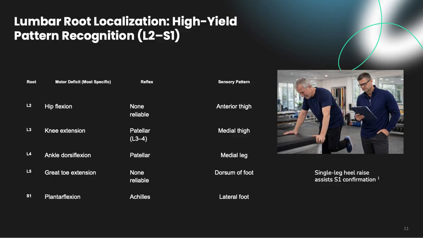Electrodiagnostic literature emphasizes that localization depends on concordance across domains, not isolated findings, okay? Sensory findings may support the level, but distal overlap is common in the lower extremity. Localization confidence rises when all things converge on one root. Again, this is what we talked about previously.